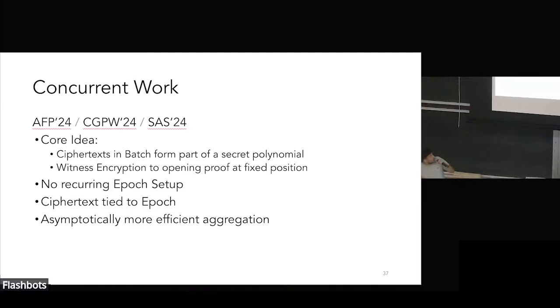So there, I want to mention there's also some concurrent work. There's basically 3 works which try to solve the same problems of removing this interactive per epoch setup from this original work, but they use a completely different approach, more or less related to witness encryption. They compare to us by being asymptotically more efficient in this aggregation step, but their ciphertexts are tied to a specific epoch. So they don't have this nice property that you don't need to know ahead of time which block your transaction will be inside of.